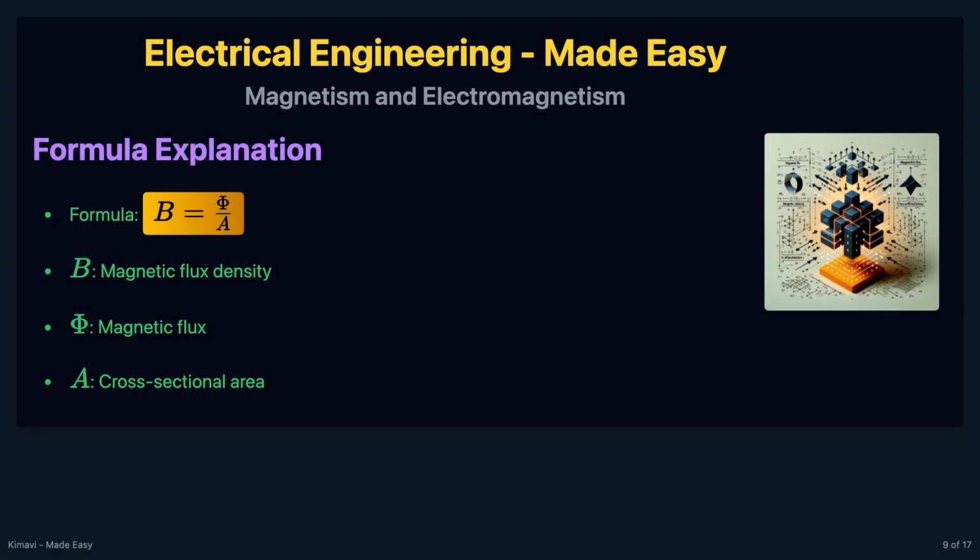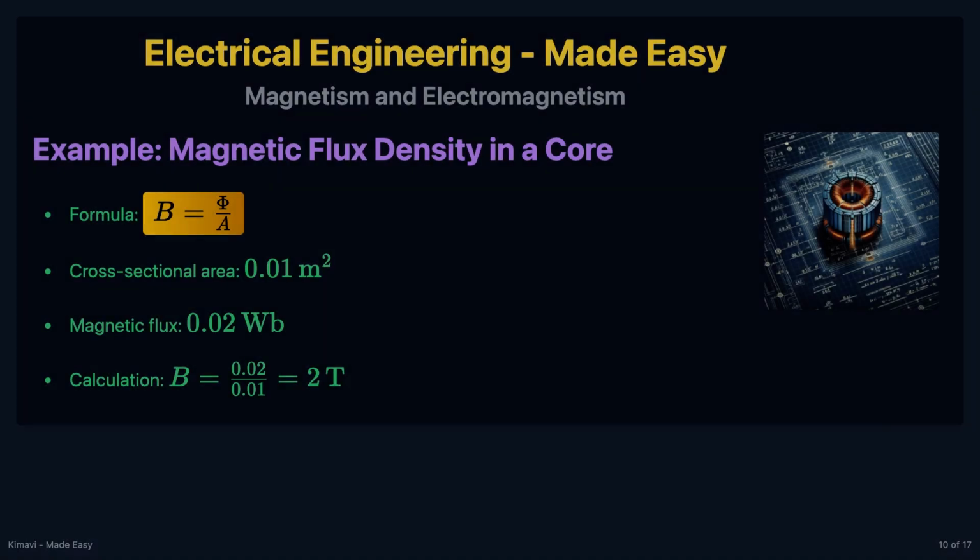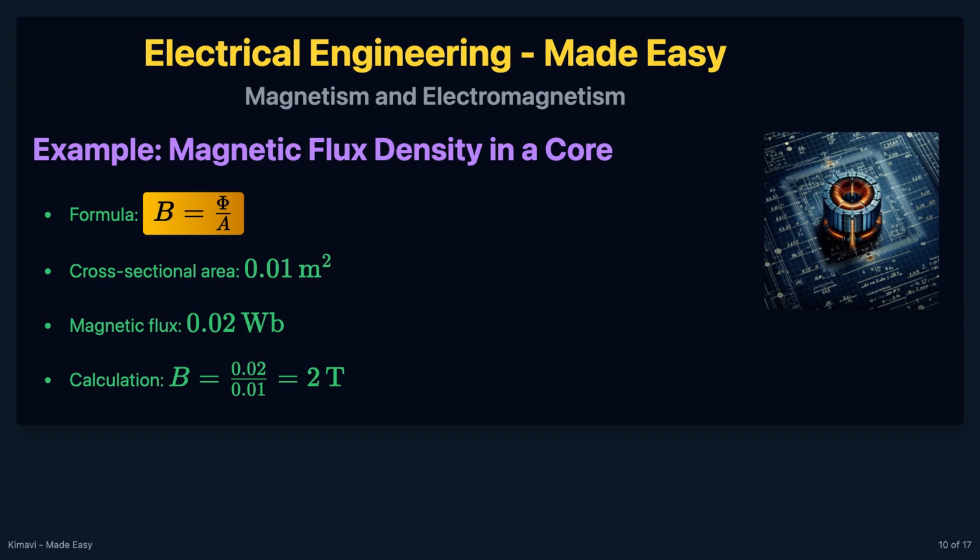In the formula, B is the magnetic flux density, phi is the magnetic flux, and A is the cross-sectional area through which the flux passes. For example, if a magnetic core has a cross-sectional area of 0.01 square meters and carries a magnetic flux of 0.2 Webers, the magnetic flux density is calculated as B equals 0.02 divided by 0.01, which equals 2 teslas.